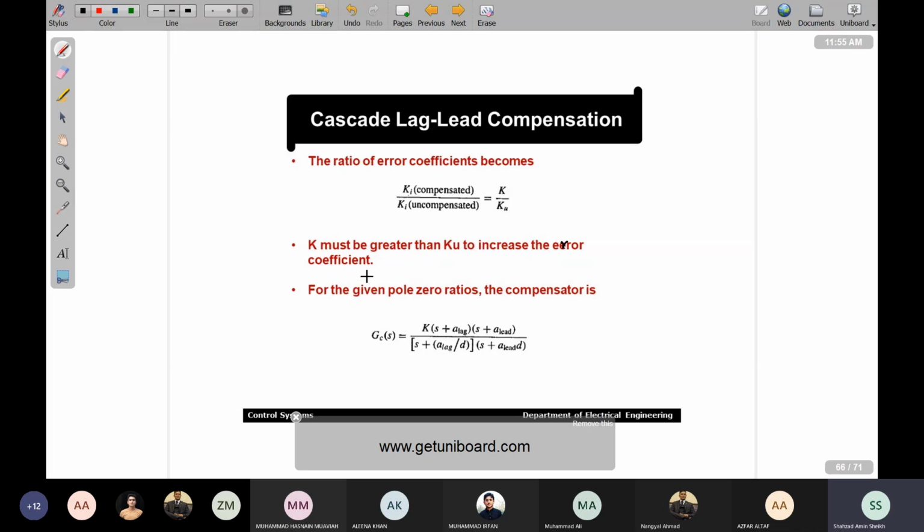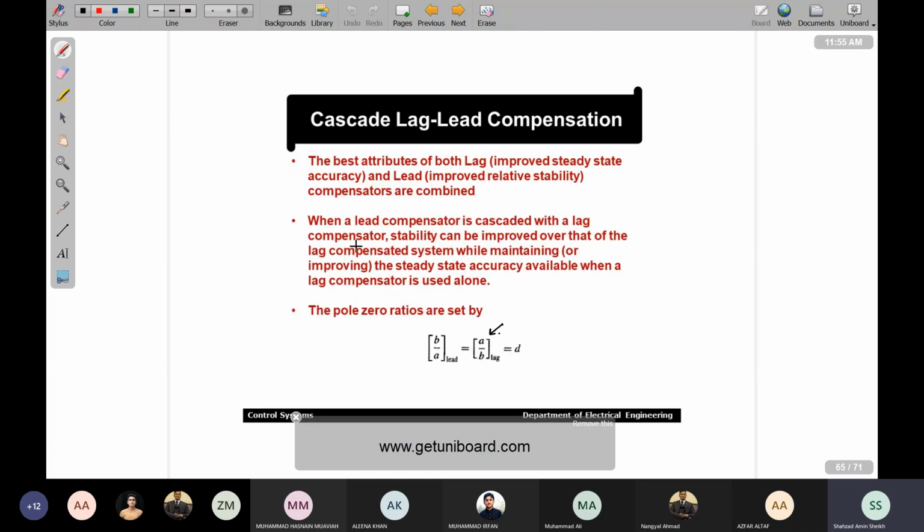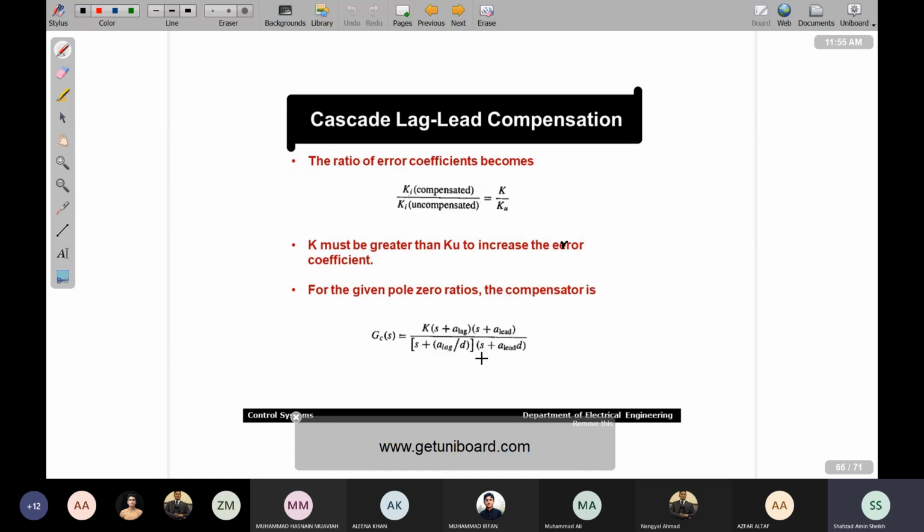Okay, so आपको अपना K को Ku से बढ़ाना होगा, and for the given pole zero ratios, these are the given pole zero ratios. इसके लिए अगर हम देखें तो हमारा जो ट्रांसफर फंक्शन है या ट्रांसमिटेंस है हमारी कंपनसेटर की, that would be something like that.